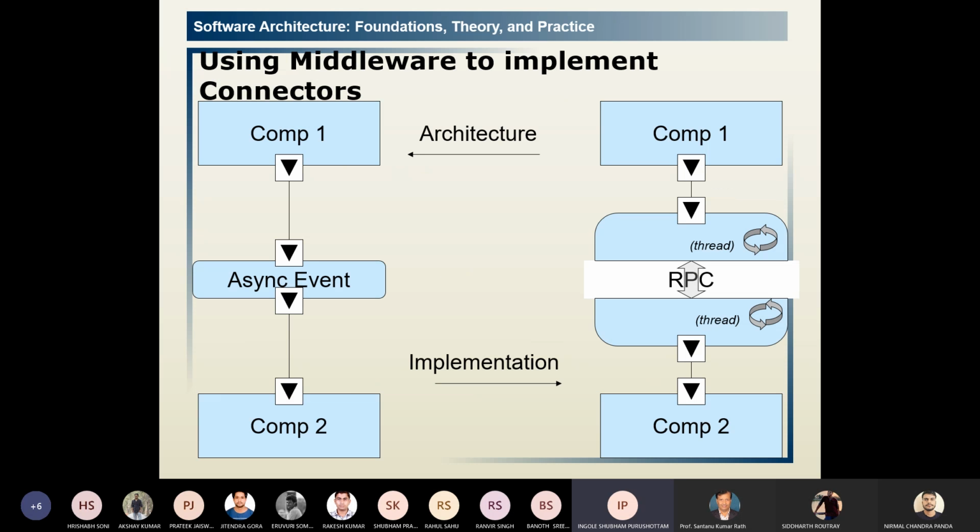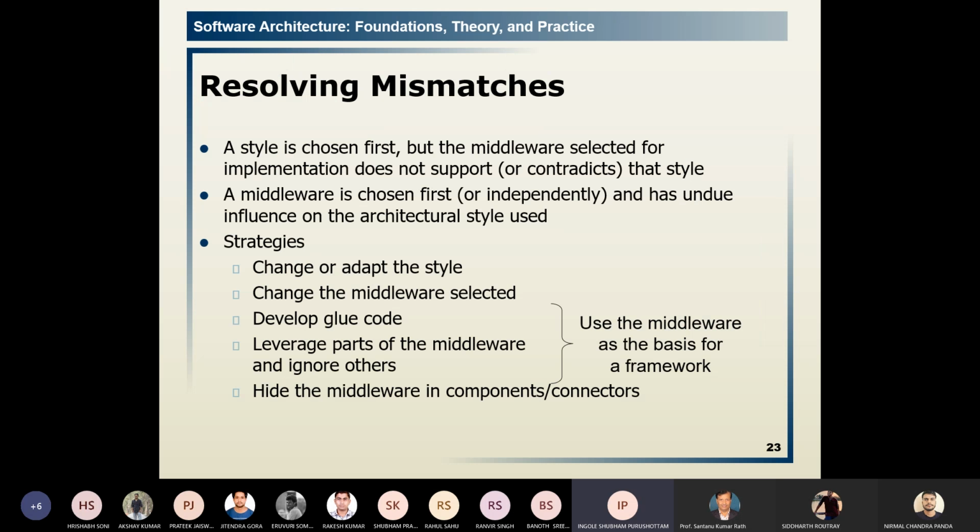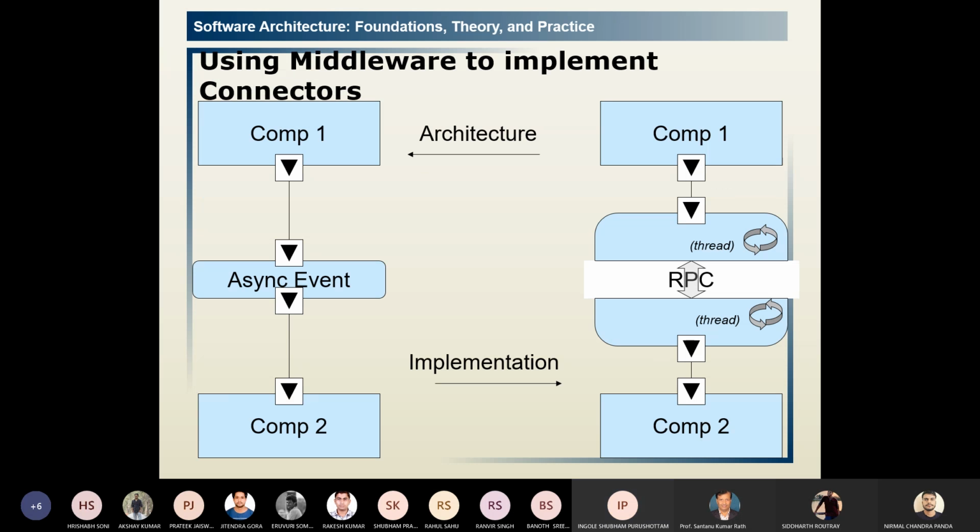On the left hand side, we can see we have component one, component two, and a connector, async event. The arrow is showing the architecture. Now hiding the middleware in components and connectors: on the implementation side we have component one and component two, but for the async event we are using RPC, remote procedure calls, instead of an event. We have thread one, thread two, and we are using an RPC.